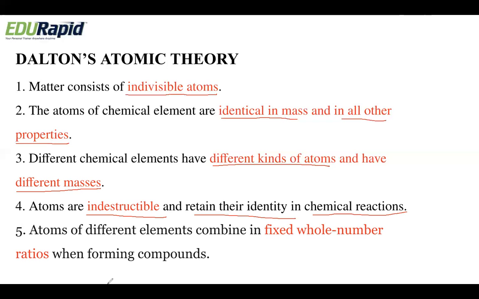Lastly, he said that atoms of different elements combine in fixed whole number ratios when forming compounds. This is very important, and we already discussed it in atomic structure. They do not combine in fractions. For example, H2O: 2 hydrogen combine with oxygen. We cannot say that half a hydrogen will combine. That is not possible. They always combine in fixed whole number ratios while forming compounds. So these were the 5 important postulates given by John Dalton about the atom.